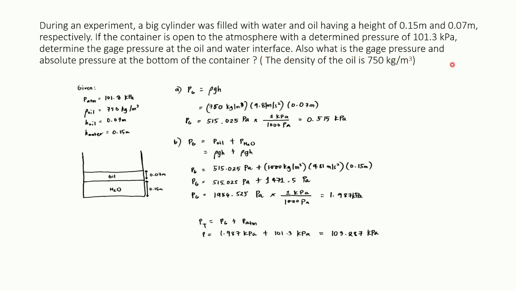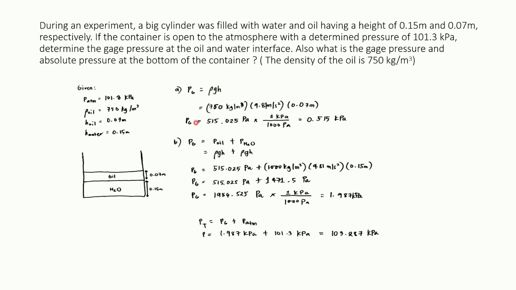Also, what is the gauge pressure and absolute pressure at the bottom of the container? The density of the oil is 750 kg per cubic meter. So we have listed first here the given for this problem. The atmospheric pressure 101.3 kilopascal. The density of the oil 750 kg per cubic meter. And based from this figure, the height of the oil is 0.07 meter and the height of the water is 0.15 meter. So let's proceed to our solution.